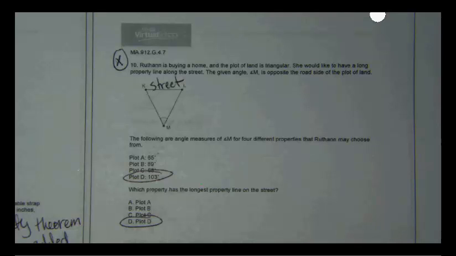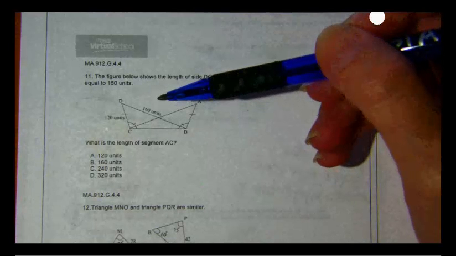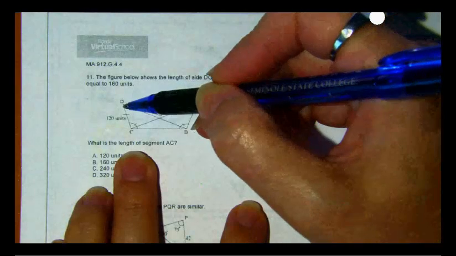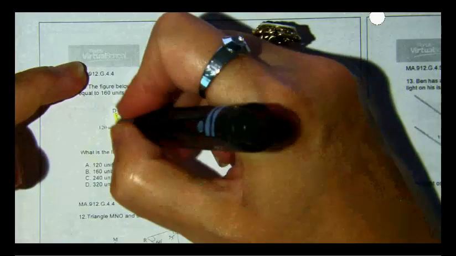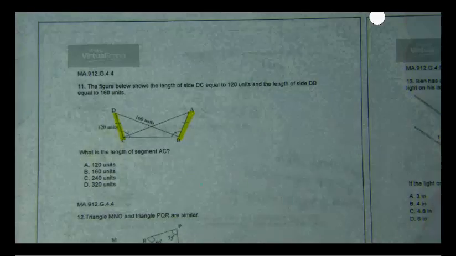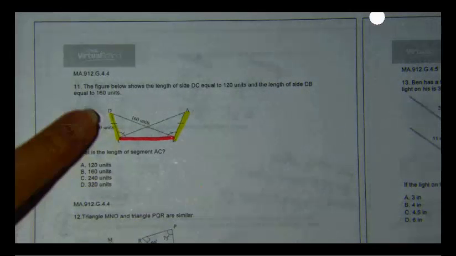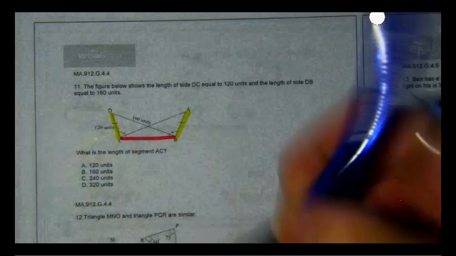Are you sure? Hold on. Show me an example. When we were talking about side angle side and angle side angle, I have two sides that are congruent, right? So I have the 120 and the 120, those will be the same. BC is the same as itself, so I have a side angle side that tells me these two triangles are congruent.